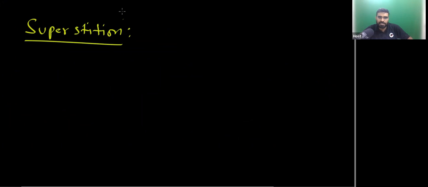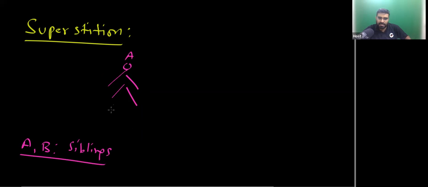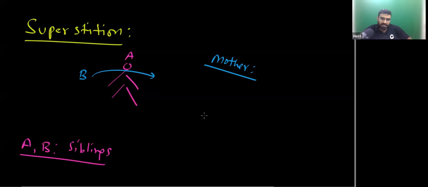In Rajasthan, we have this superstition. Let's assume someone is lying here, and let's assume this is the sibling. So let's assume A and B are siblings, and A is lying down. Now the mother will say, if B wants to go over here, then she will immediately say, you don't do this, else height will not increase for A.